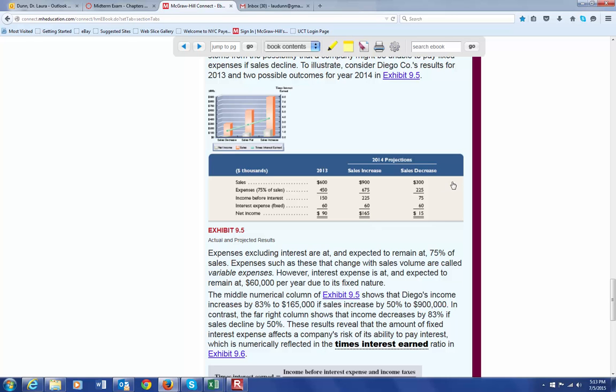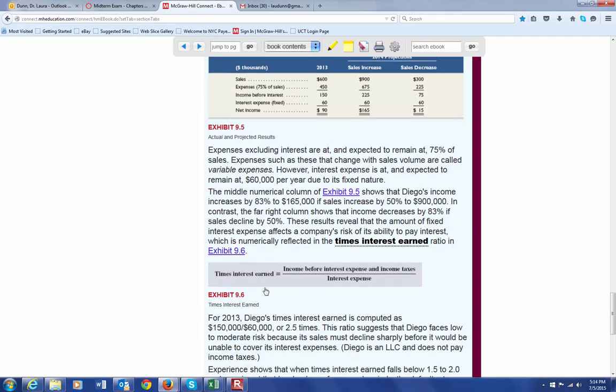But what happens if sales decrease by 50%? We still have $60,000 in interest expense. We still have 75% of our sales going for our expenses. So now we only have $15,000 in net income. Is this good or bad? If this were to happen, does this mean a person should really think twice about investing in this company? Let's look and see based on this ratio.